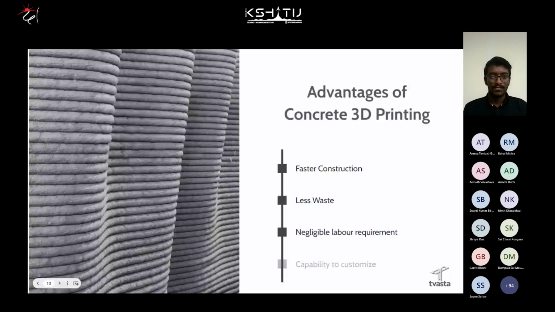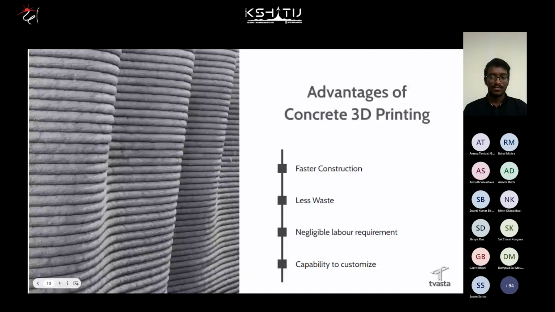Capability of customization. The main advantage of 3D printing is that whatever you think in design, we can print. Whatever is in your mind, the 3D printer can print exactly what you think. The customization in 3D printed structures or buildings is enormous and unimaginable. You can see some structures on Google after the presentation. These structures can't be imagined in traditional or conventional methods, whereas they are very easily constructable in 3D printing. Those are the main advantages of concrete 3D printing.